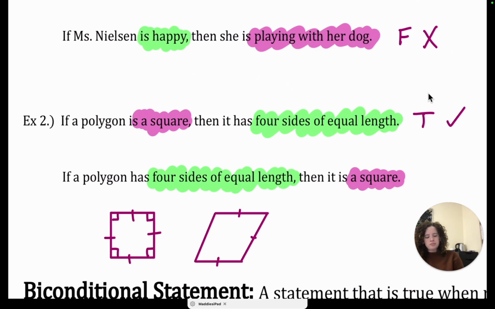All right? And so that is no longer a square, right? That's now a rhombus. So it is not always true. Sometimes it is false. And that is what we're talking about.